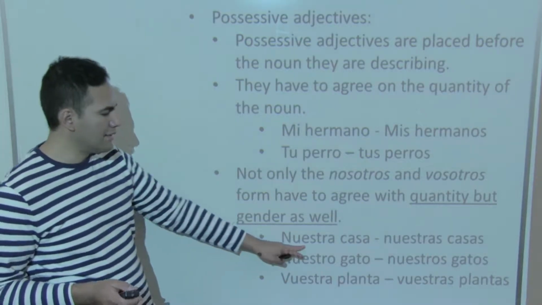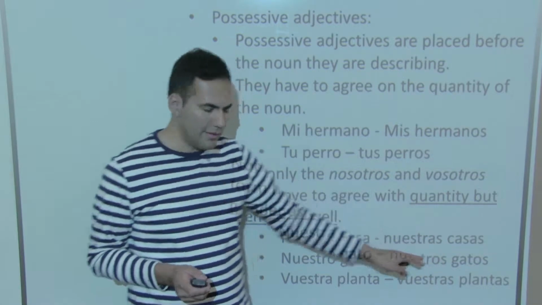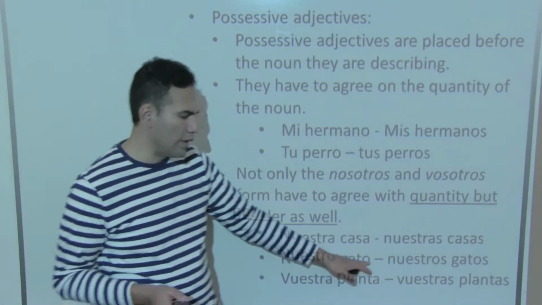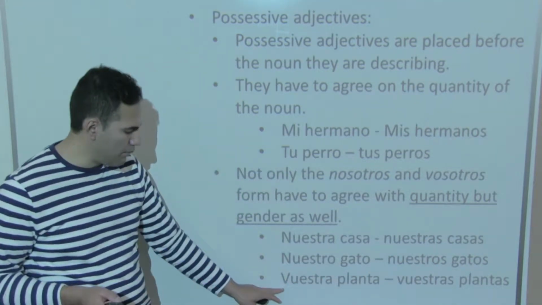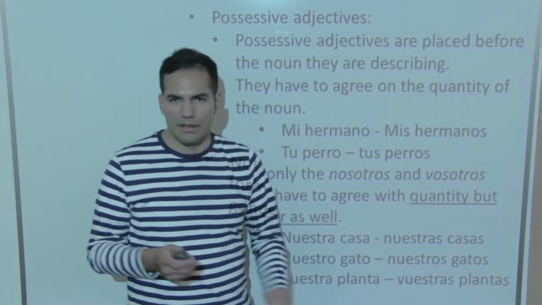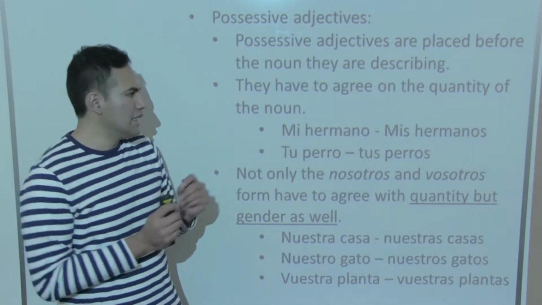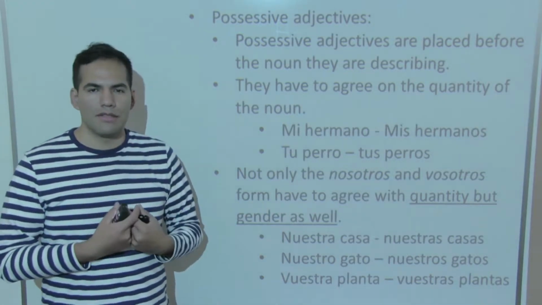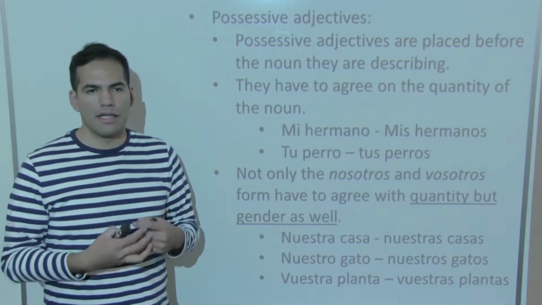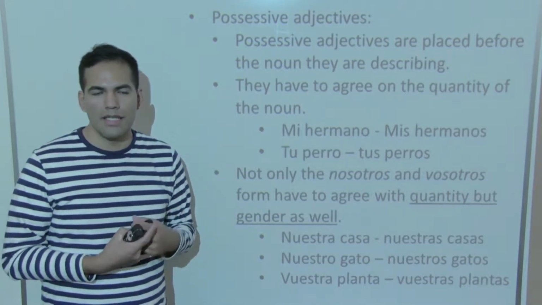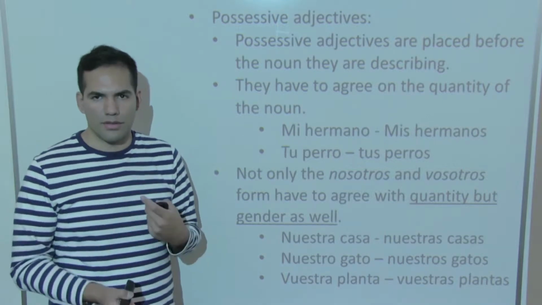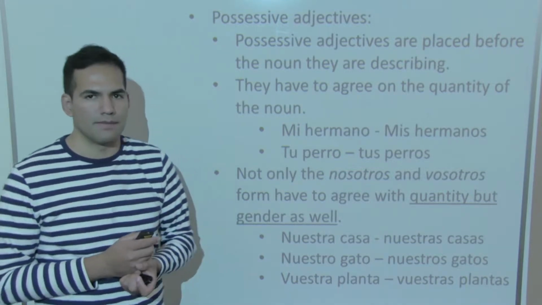For example, nuestra casa, nuestras casas. Nuestro gato, nuestros gatos. Vuestra planta, vuestras plantas. Okay? So just keep this in mind. Just try to be very careful when using the nosotros form. Nuestro, nuestra, nuestros, nuestras. Just keep that in mind.